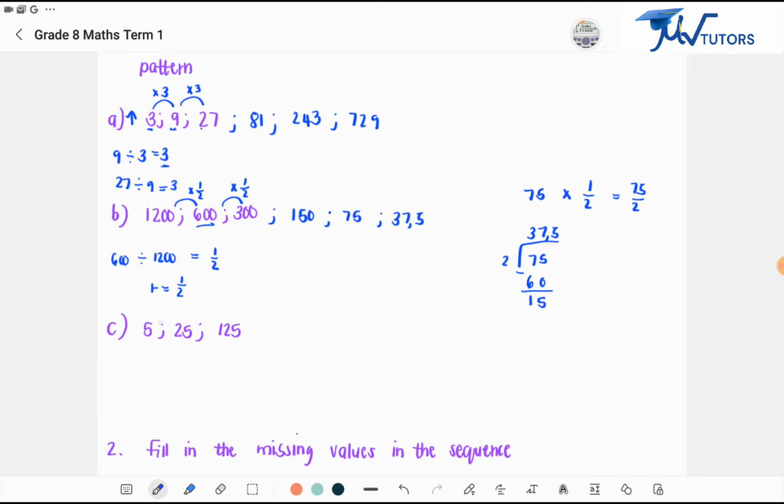And then C, the next three terms. So I see going from 5 to 25 to 125. This is an increasing pattern. So I'm going to ask myself, what is 25 divided by 5? It's basically 5. So here, I'm multiplying by 5 to get to the next term. Okay? And again, 25 multiplied by 5 is 125.